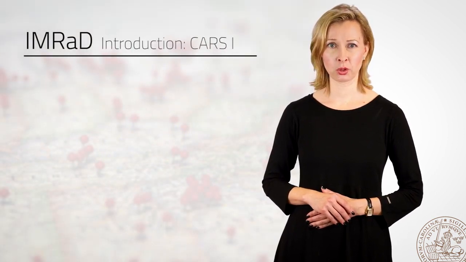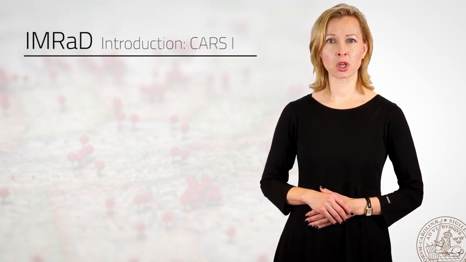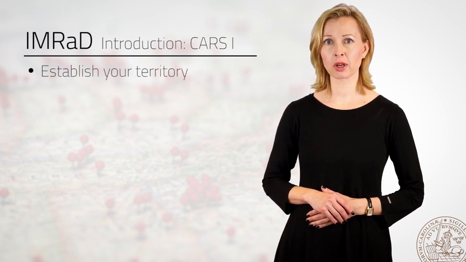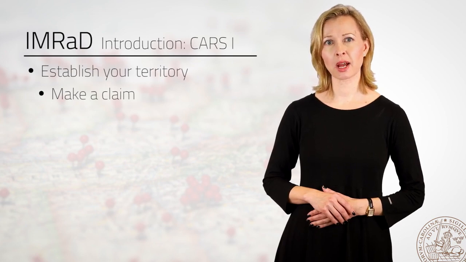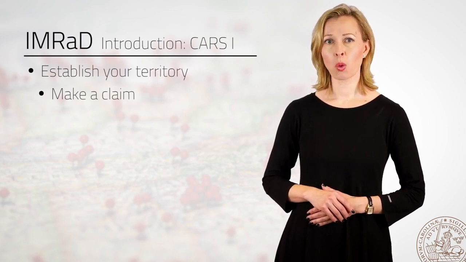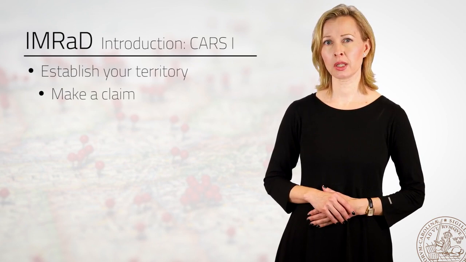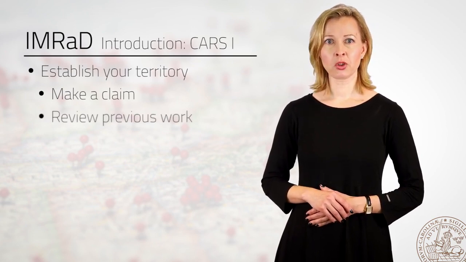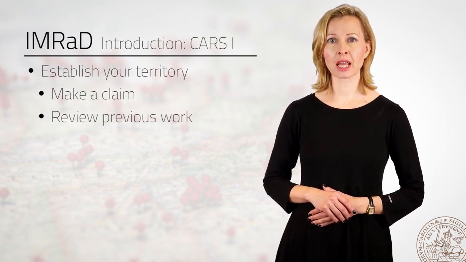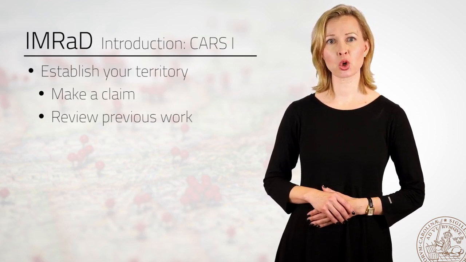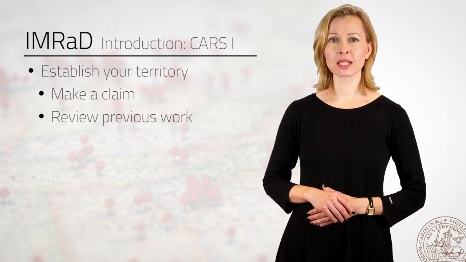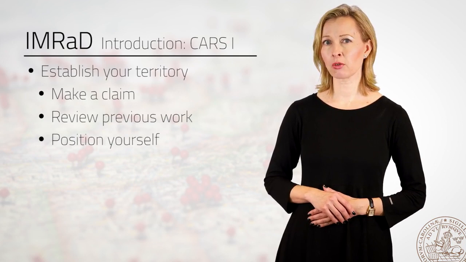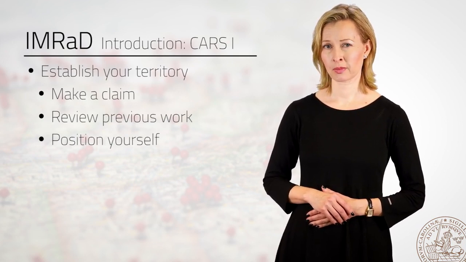According to the CARS model, the first move in an introduction should be to establish your territory. This often means making some sort of claim to centrality which tells your reader why this area is interesting and worthy of research. Reviewing previous work that is of relevance and making general claims about your topic can also be considered part of staking out your territory. What you should aim to do at this stage is position yourself in relation to previous work.